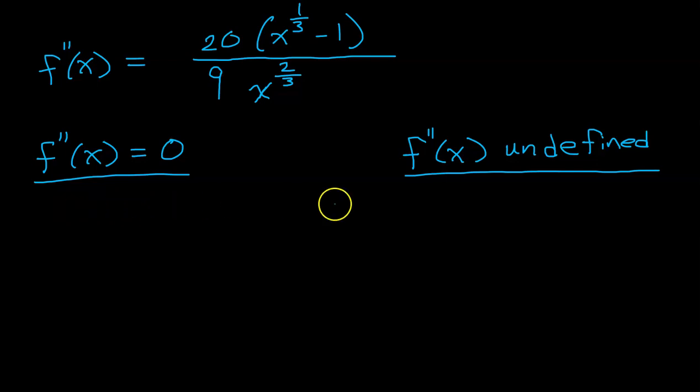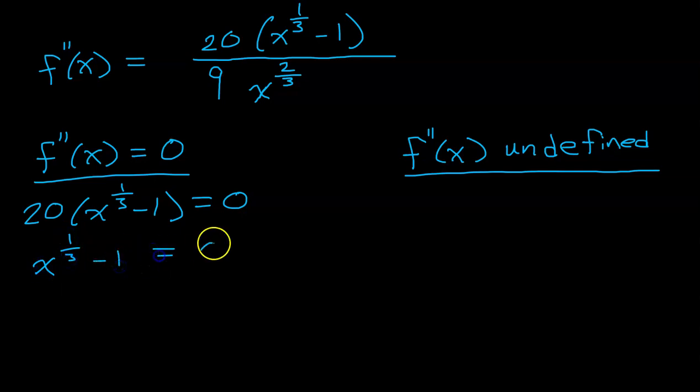Now it's time to find the possible inflection points, similar to the critical numbers of the first derivative test, and these will occur where the second derivative is equal to 0 and where the second derivative is undefined. So where will the second derivative be equal to 0? When you have a fraction, if you want a fraction to equal 0, the only way for that to happen is if the numerator equals 0. So this boils down to having just the numerator equal to 0. Dividing 20 on both sides, we have x to the 1/3 power minus 1 equals 0. Adding 1 to both sides, we have x to the 1/3 power is equal to 1. Cubing both sides, we have x equals 1.